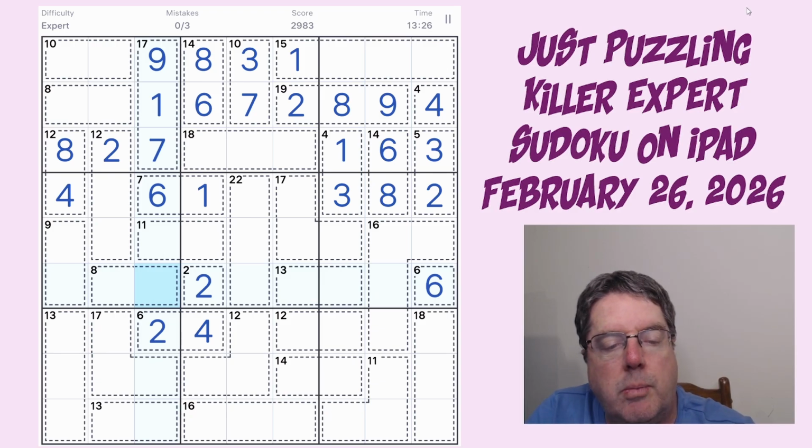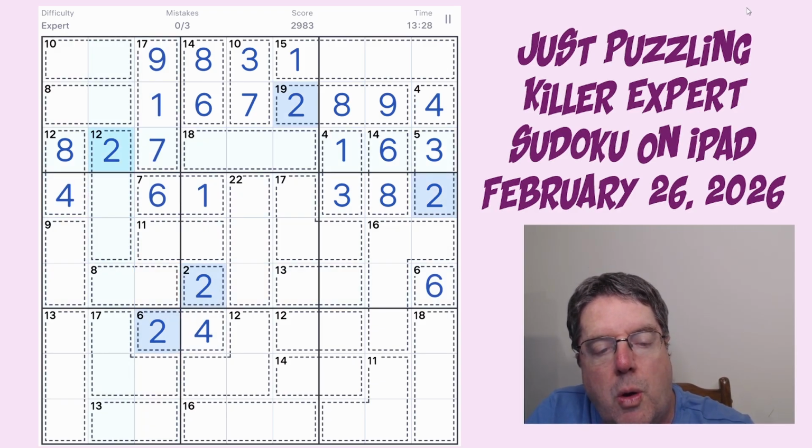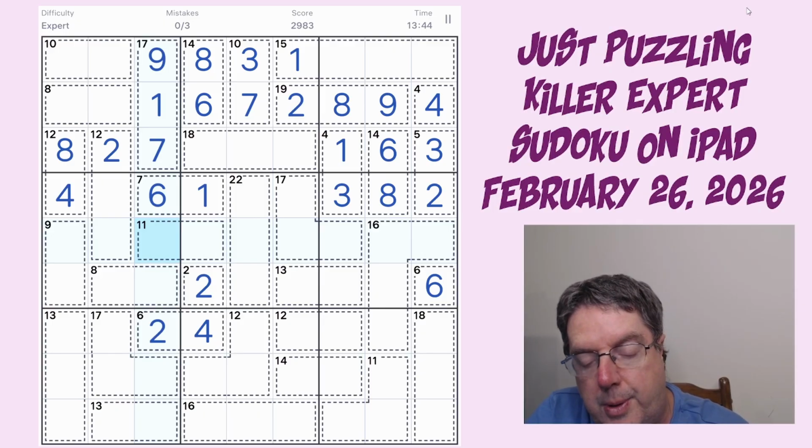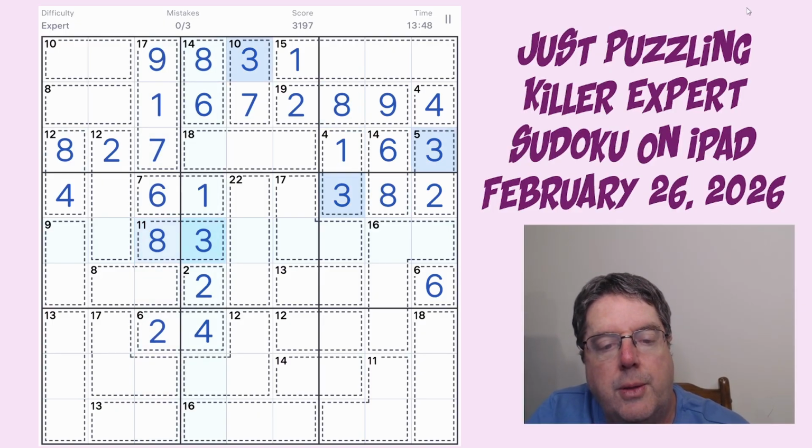I've actually got a spare cage here, so 12 minus 2 is 10, 20, 29, 37, so that's an 8. Let's just check that. 10 and 10's 20, 29, 37, done that. So this has to be an 8 to get to 45. To get to 11, that has to be a 3.